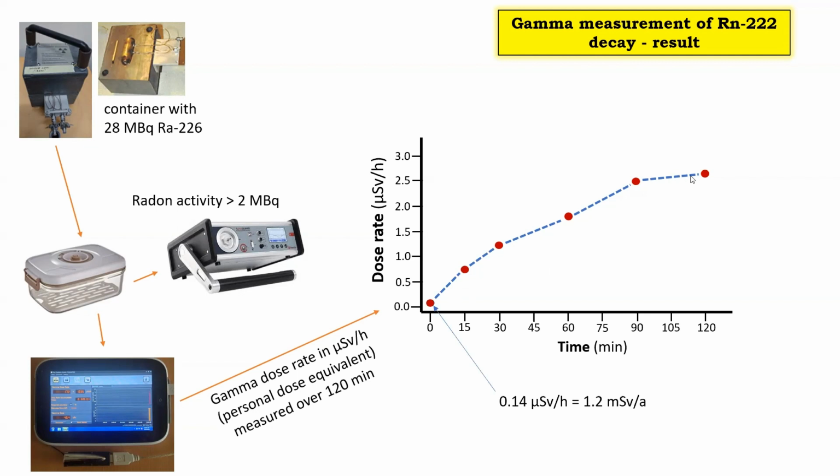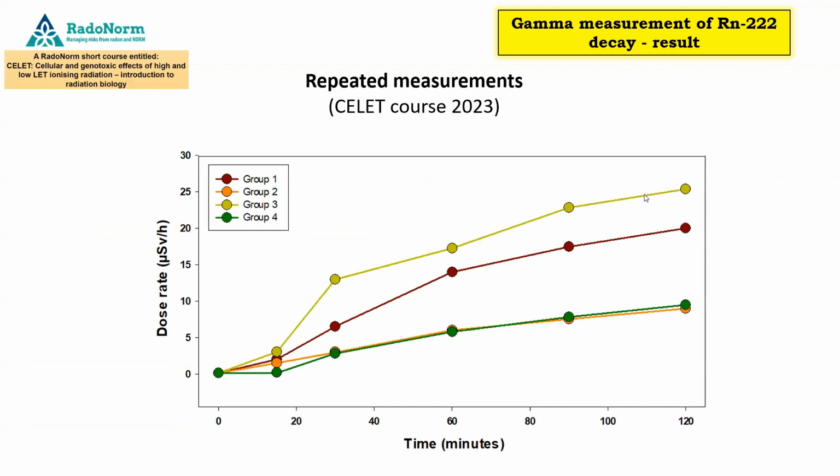Now, why does it saturate? Is it because it is so, or is it because maybe our measurement was not very good? Remember, as I said before, we ran the exercise in the RadoNorm course, Select. In this exercise, we usually have 4 groups of students, and each group runs this exercise. We have done this in the last course held last year, 2023. And here you can see the results for each group. Again, we have the dose rate in microsieverts per hour as a function of time.